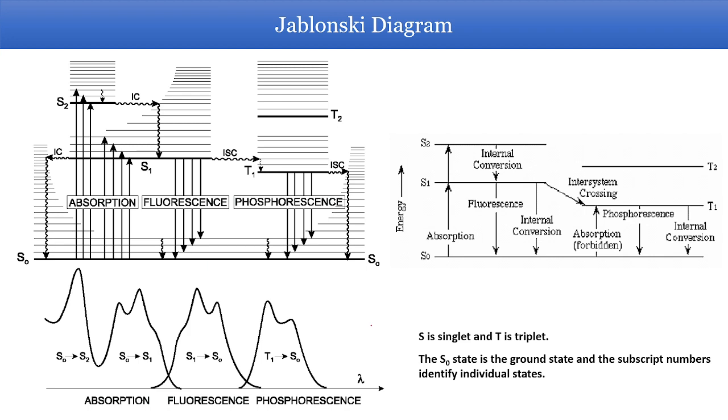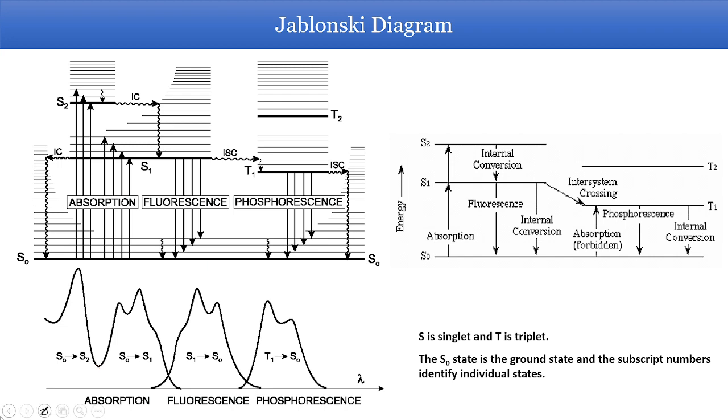Now what we will be talking about is the Jablonski diagram. For this we have very important terms of absorption, fluorescence and phosphorescence. These are very important terms when we speak of spectrometry.